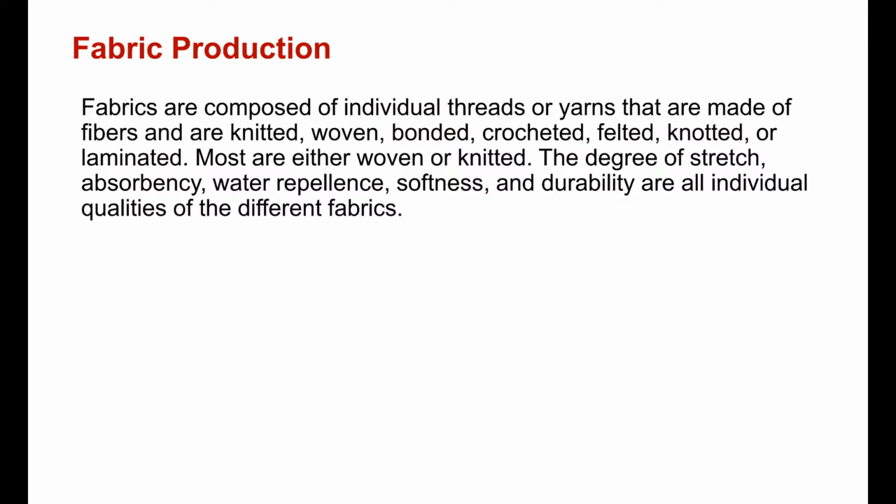Okay, so we're going to highlight some things on this slide. When it comes to how we put threads or fibers together to make fabrics, it really depends on the type of fabric we're ultimately trying to make. But just know that there are several ways that you can put or bond these fibers together. You can knit them, they can be woven or bonded, they can be crocheted, felted, knotted, or laminated. So these are all ways of putting individual fiber threads together to make a fabric.